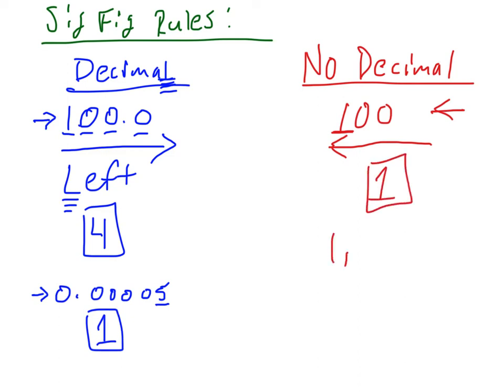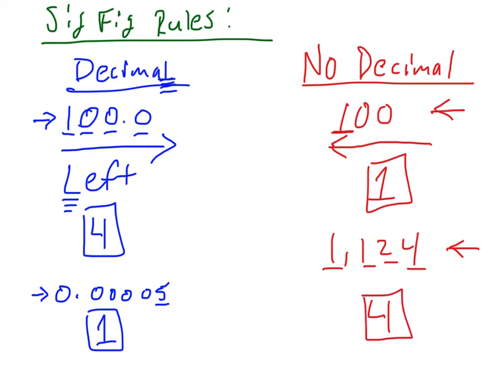What about this number? Let's apply our sig fig rules. Is there a decimal or no decimal? Okay, no decimal. So we'll start on the right hand side of the number, find the first non-zero digit. That would be 4. And then count that one and everything after it. So the 2, the 1, and the 1. So how many significant figures does this number have? 4.